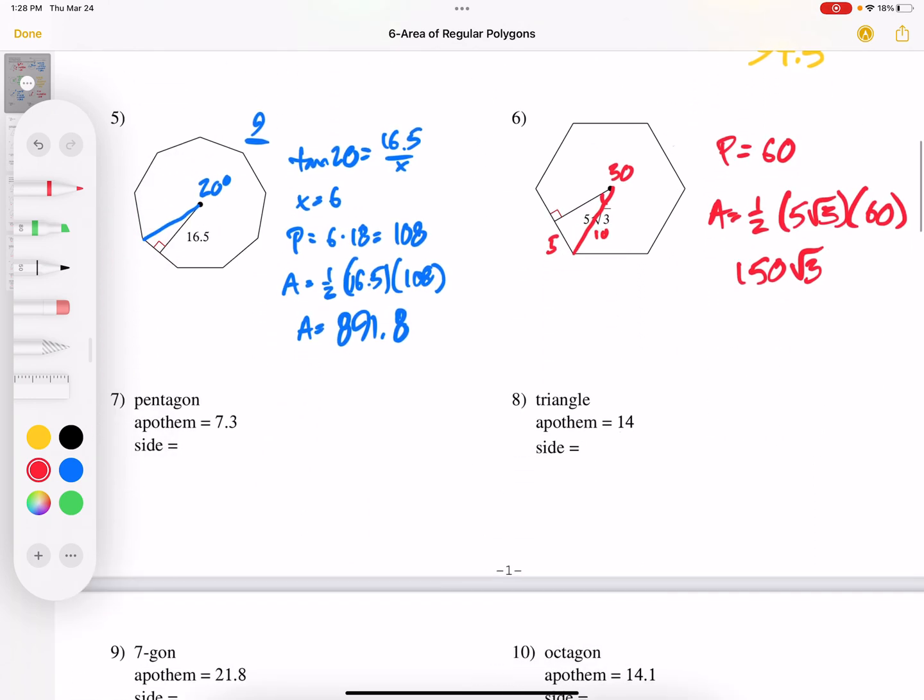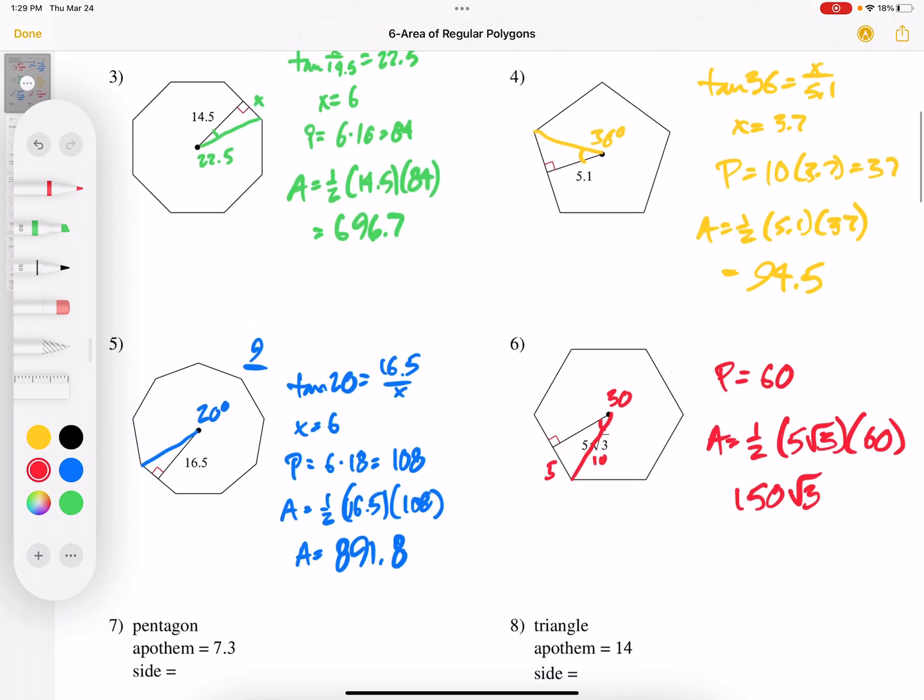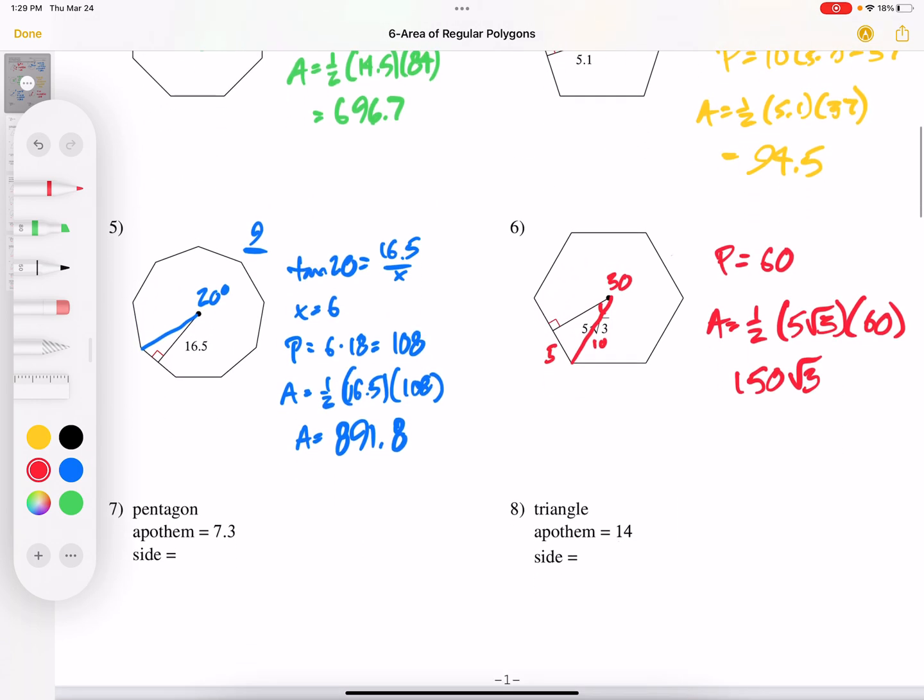Next, we have a pentagon that has an apothem of 7.3. So that's going to look like problem number 4. So here I go. I'm going to say tangent of 36 equals 7.3 over x. So my x, half of my side, is going to be about 5.3. So this side is 10.6. The area is 1/2 times our 7.3 apothem times 10.6 times 5.